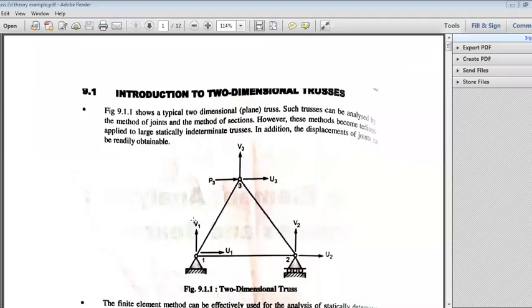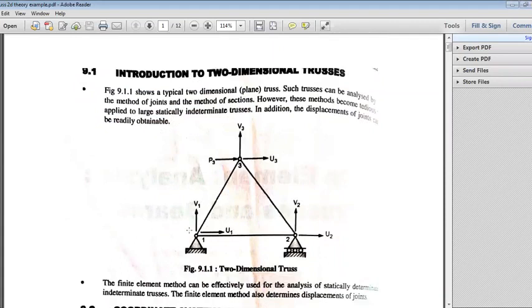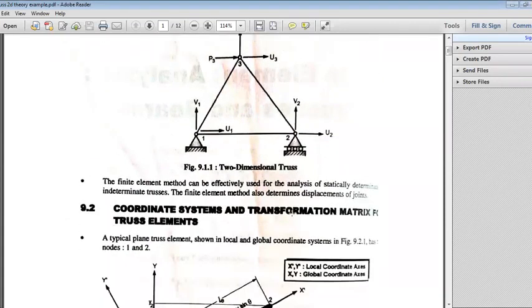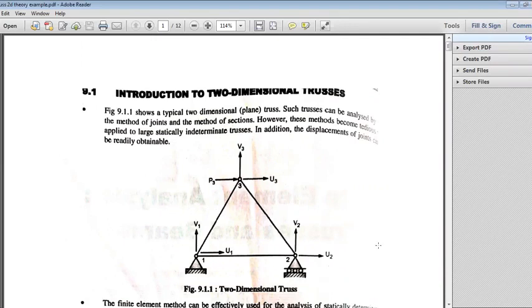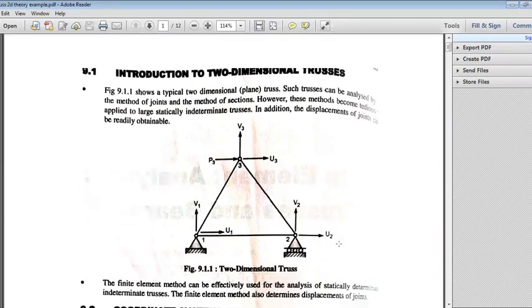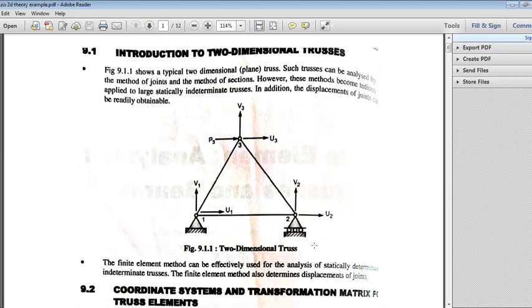Hello students, today we will start the two-dimensional truss problem to solve using FEA methods. Here we have to find out different nodes, displacement and stresses in a two-dimensional truss problem. As the figure shows, it is a two-dimensional truss where three nodes are there, right? On the third node you can see that force P3 is acting, and two nodes, 1 and 2, are fixed.